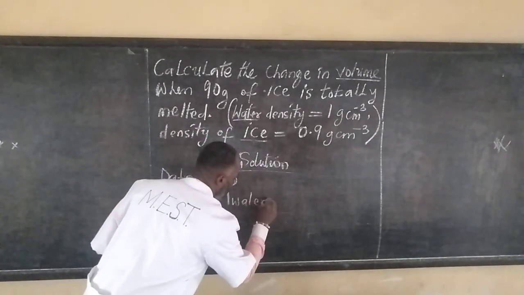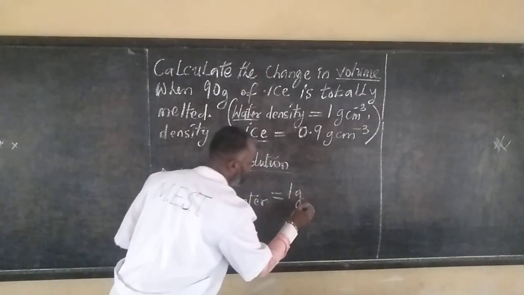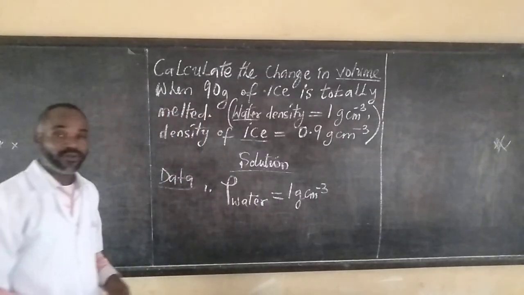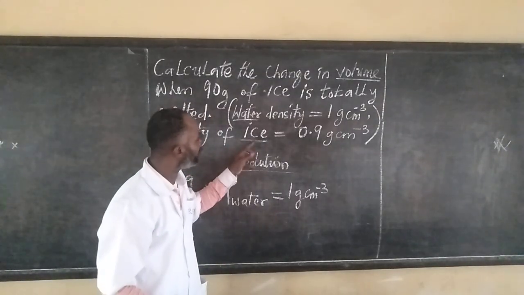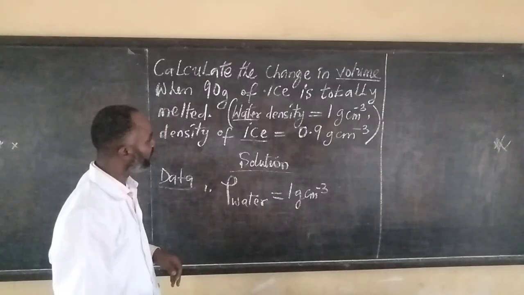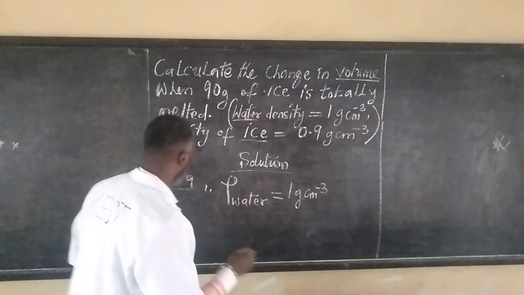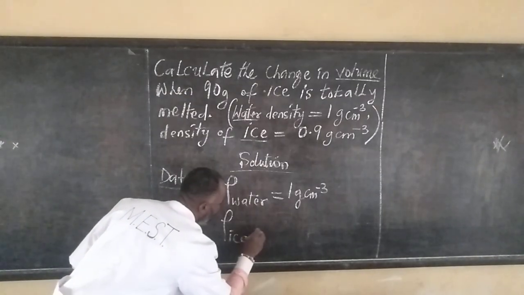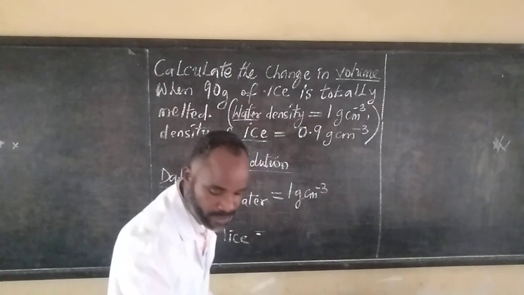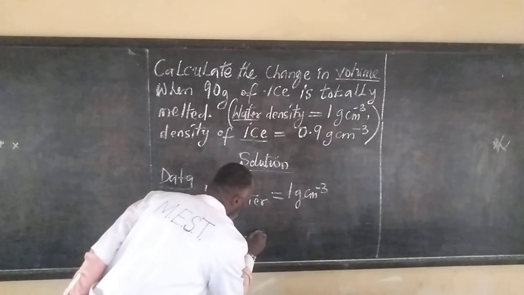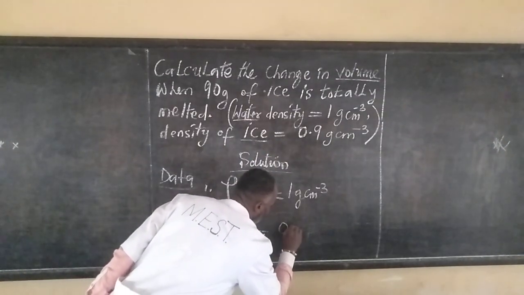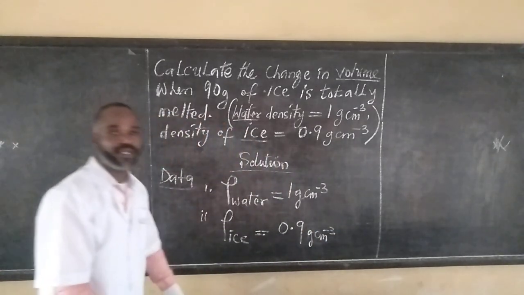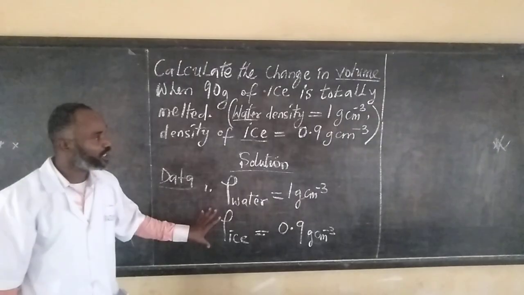This is 1 gram per centimeter cube, that's for water. Then the density of ice is 0.9 grams per centimeter cube. Density of ice, that is rho, is equal to 0.9 grams per centimeter cube. So these are the things we need to know.